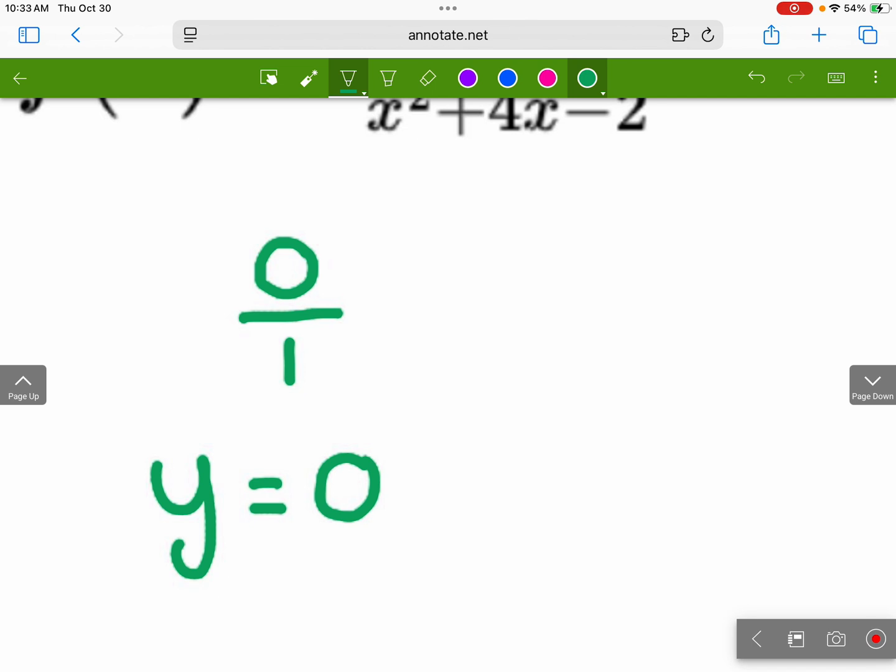That'll even help a little bit if we have the top heavy where I have a higher degree on the top than on the bottom, because I get a number over 0, and that means we'll have to divide. So this gives us our horizontal asymptote here at y equals 0. Whenever we have a higher degree in the denominator, it's going to wind up being 0 every single time.